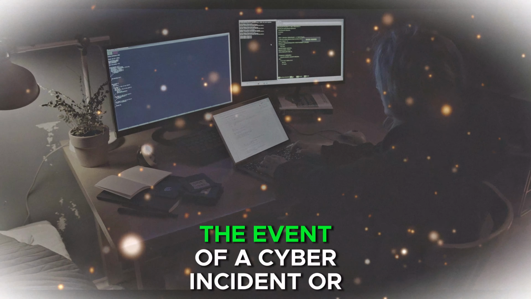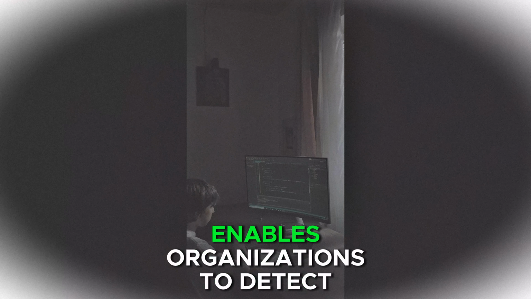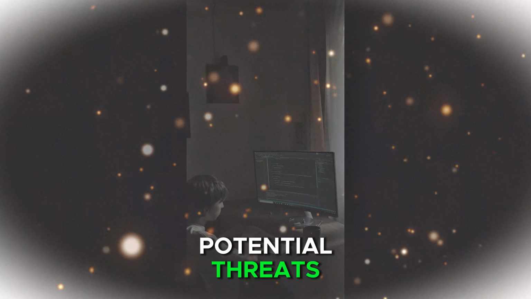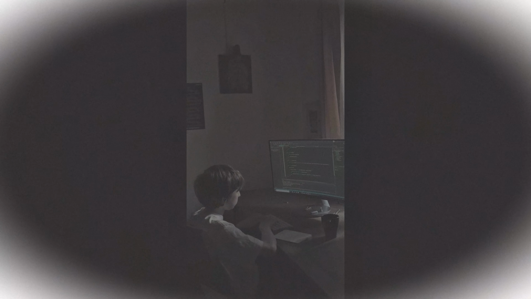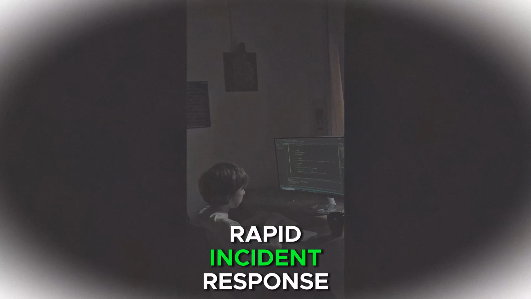8. Security monitoring and incident response. Continuous monitoring of systems and networks for suspicious activities enables organizations to detect potential threats and incidents promptly. Rapid incident response procedures allow for the containment, investigation, and mitigation of cybersecurity incidents to prevent further damage and protect data integrity.